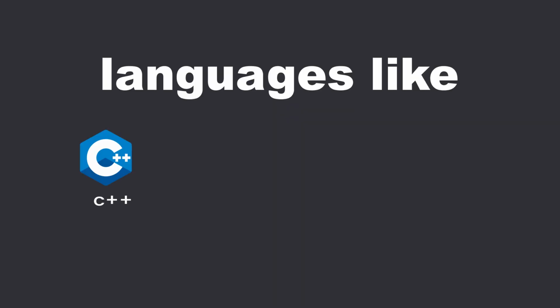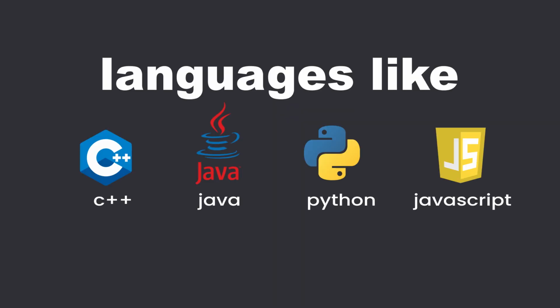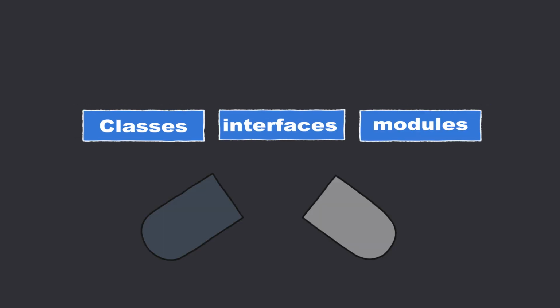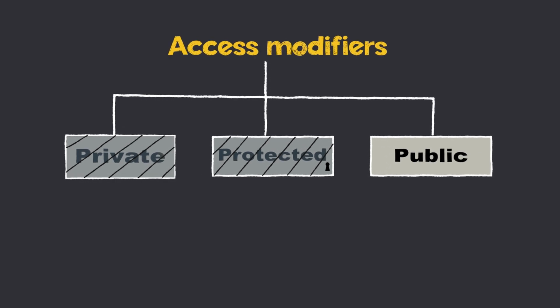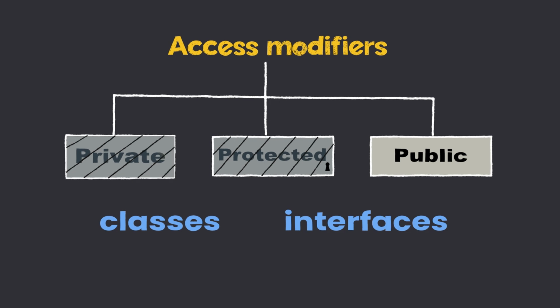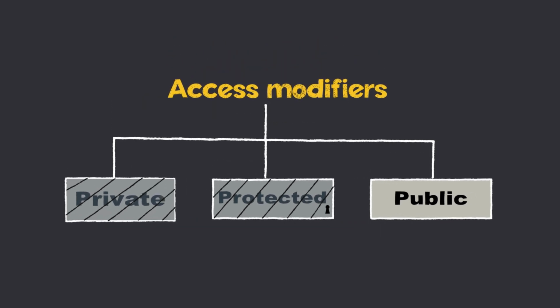We can achieve abstraction in programming languages like C++, Java, Python, and JavaScript by using classes, interfaces, and modules to encapsulate the code. We use the keywords private, protected, and public to control visibility. These keywords are called access modifiers. We use abstract classes and interfaces to achieve high-level abstraction. Now here's a quick rundown of access modifiers and abstract classes.